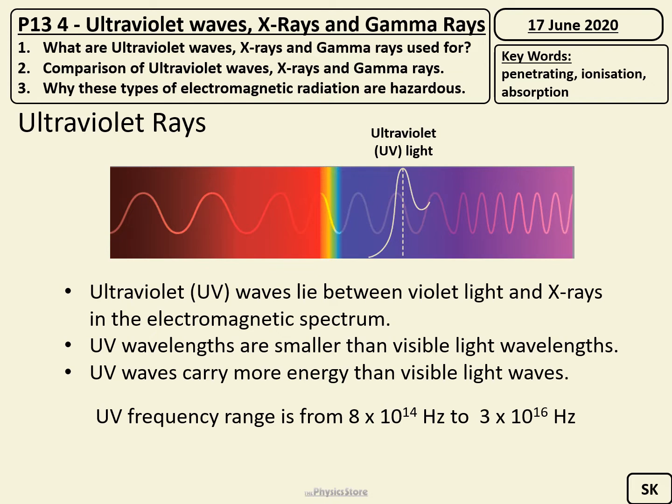Discovering where ultraviolet rays come from. Ultraviolet waves lie between violet light and X-rays in the electromagnetic spectrum. UV wavelengths are smaller than visible light wavelengths. UV waves carry more energy than visible light waves, and the UV frequency range is from 8 times 10 to the power of 14 to 3 times 10 to the power of 16, measured in hertz. Again, you're given the numbers because some of us struggle a little bit when looking at standard form and their real numbers.